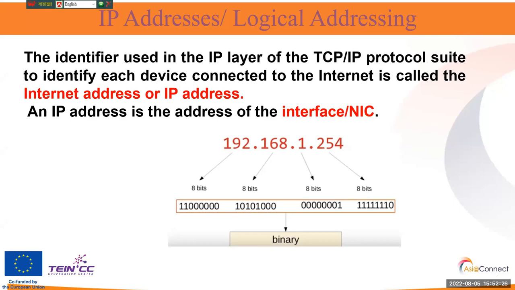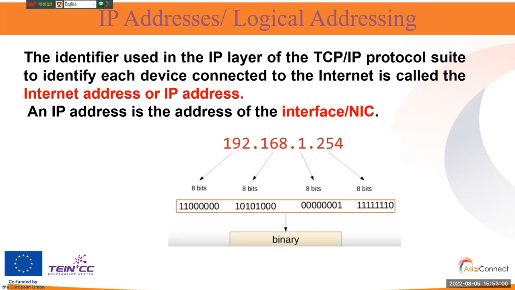Now I am going directly to the IP address, or logical address. Basically, at the network layer, which is related to the IP address, we need to uniquely identify a device on the internet to allow global communication between all devices. This is the main task if we want to connect any device to the internet.